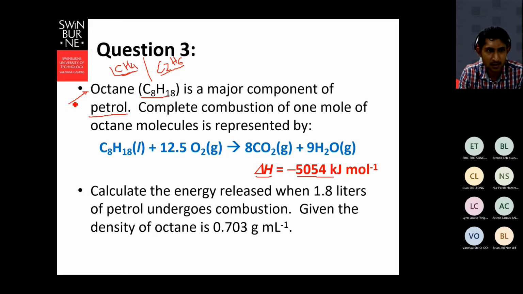But not every car needs this. Only certain cars that need higher power, maybe they need it. Okay, so this octane combustion occurs in this way.